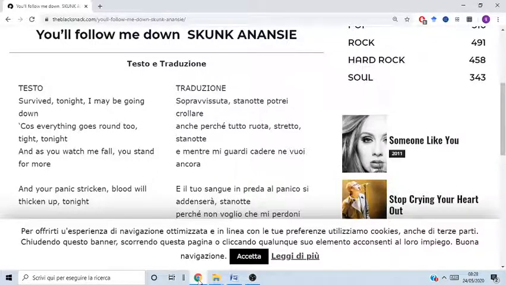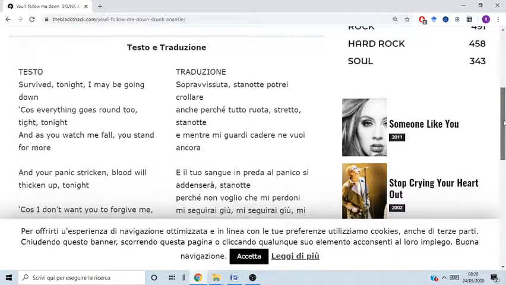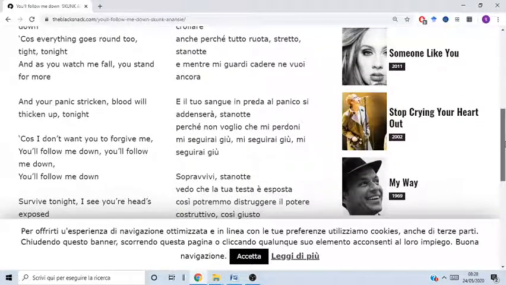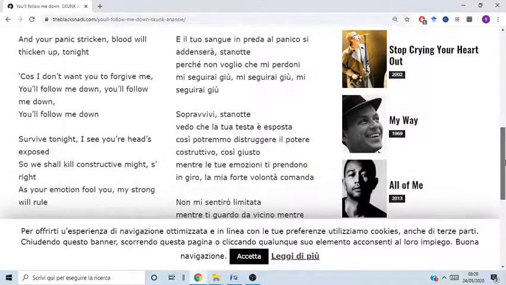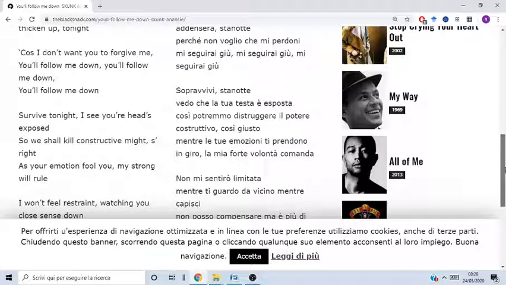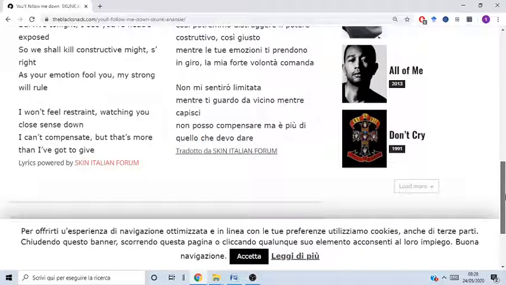You'll follow me down. Survive tonight. I may be going down, because everything goes round too tight tonight. And as you watch me fall, you stand for more, and your panic-stricken blood will thicken up tonight. Because I don't want you to forgive me. You'll follow me down, you'll follow me down. Survive tonight. I see your heads exposed. So we shall kill constructive might. That's right. As your emotion fools you, my strong will rules. I won't feel restrained watching you close sense down. I can't compensate, but that's more than I've got to give.